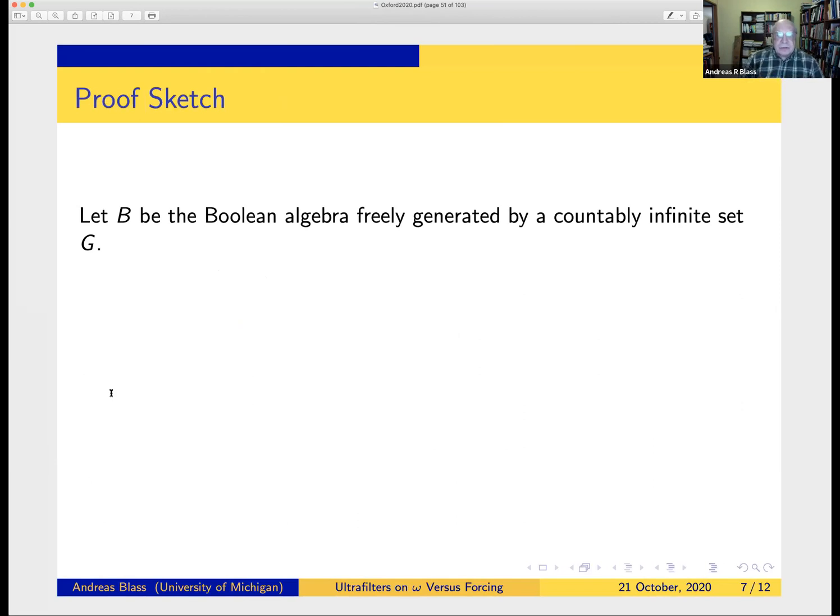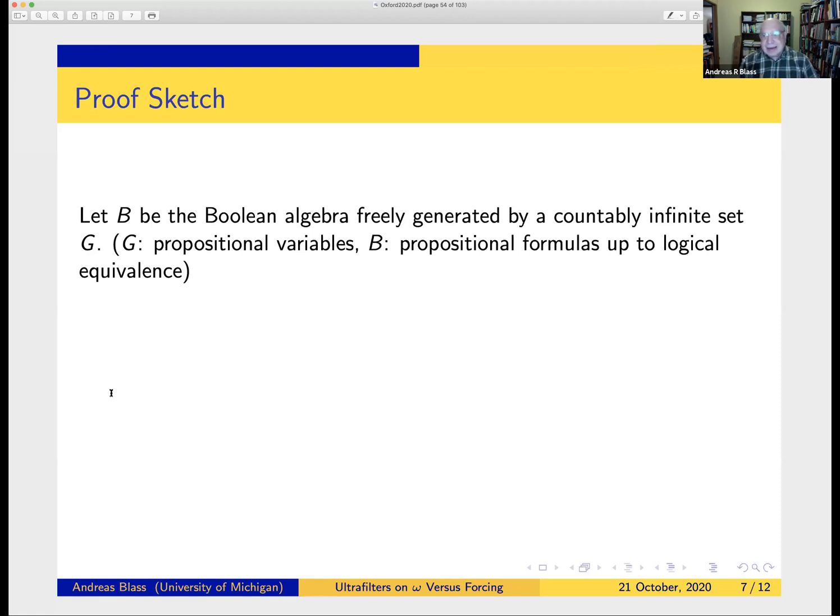I'm going to start by taking the Boolean algebra freely generated by a countably infinite set. This is a very familiar object because it's standard propositional logic, like first few weeks of a logic course. Think of G as the set of propositional variables, and B is all the formulas, everything you can get by applying Boolean operations to them up to logical equivalence. So I'm identifying equivalent formulas in order to make a Boolean algebra.